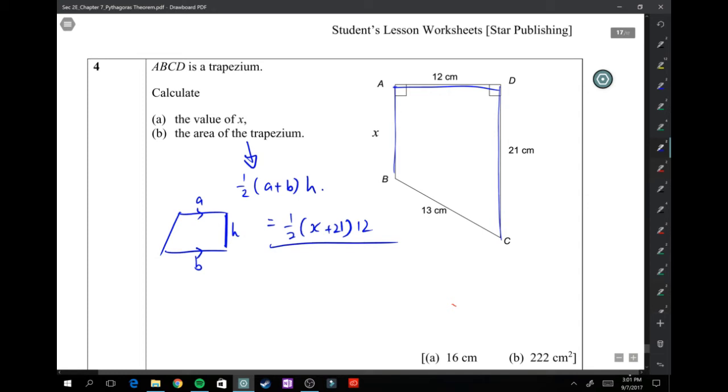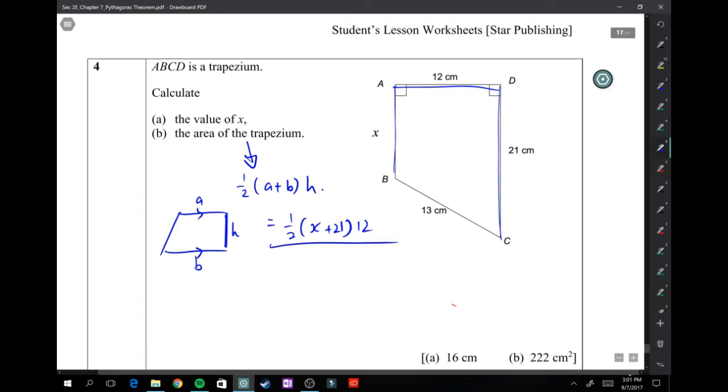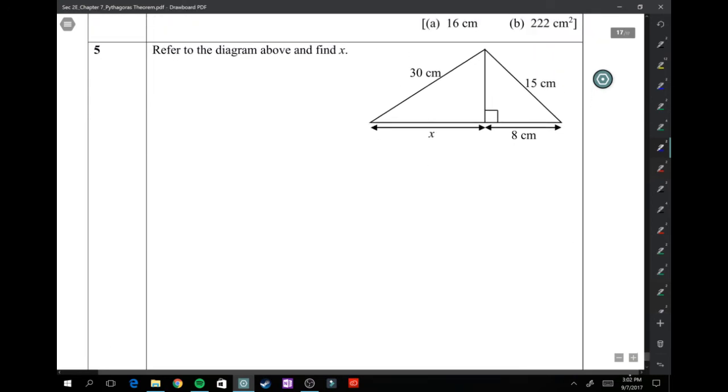So to find x, I think it's quite simple as well. We can just use Pythagoras theorem. If you use Pythagoras theorem, you are going to draw a triangle here. This is 12. You can actually find this part, which is actually x. So if we call this y, then x equals 21 minus y. Alright, and for the last question, they are going to find the value of x.